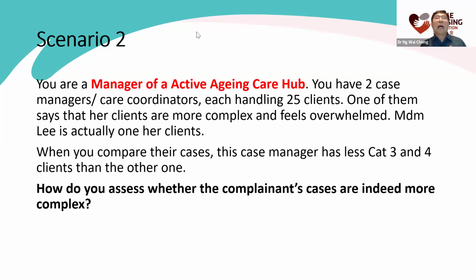Any other thoughts? How do you assess which of the caseworker's cases are more complex? Say you are a doctor, you are working as a GP, and you're seeing a lot of complex patients, and you feel that the funding is really not enough. How do you argue? Can you count the number of diseases? Or do you check for ADLs? Maybe a person who is more disabled is more difficult to manage.